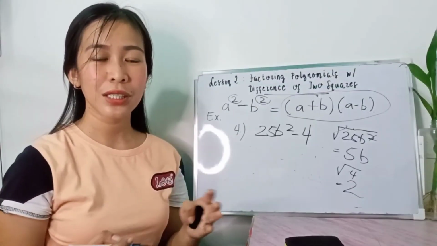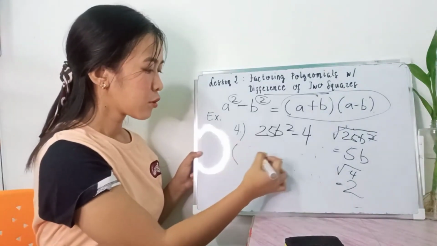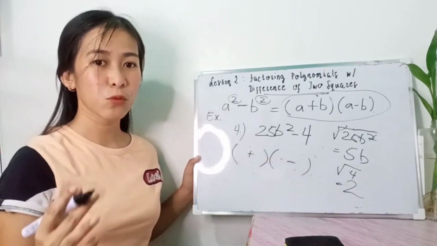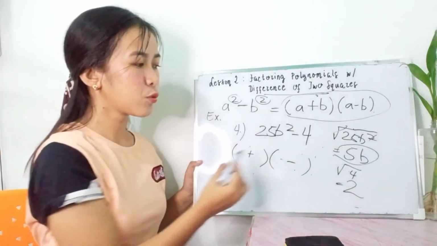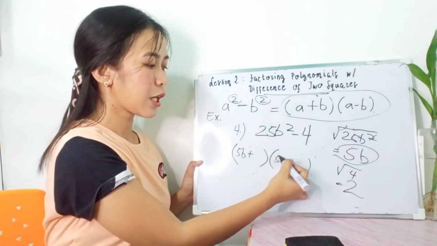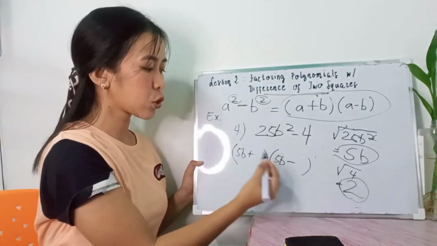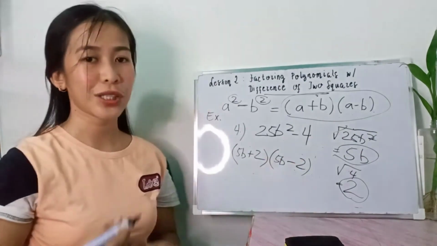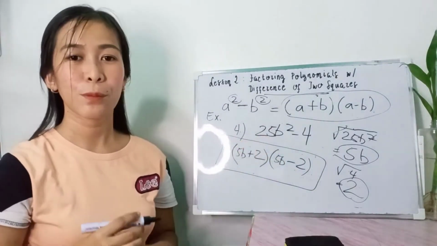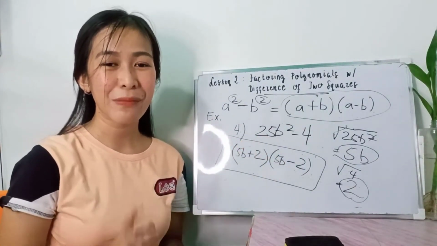Alright? And then, ilagay nyo na siya sa product of the sum and difference of 2 squares. We have to put 2 parentheses, that is plus and minus, huwag kalilimutan. And then yung may variable or yung unang term, dito mo ilalagay, that is 5b. Of course, dito din, lagyan mo din 5b also. And then, the other one is 2. So, lagay mo lang siya dyan. And that's it. This is already the factor of 25b squared minus 4. As simple as that. Diba? Hindi naman talaga siya mahirap.